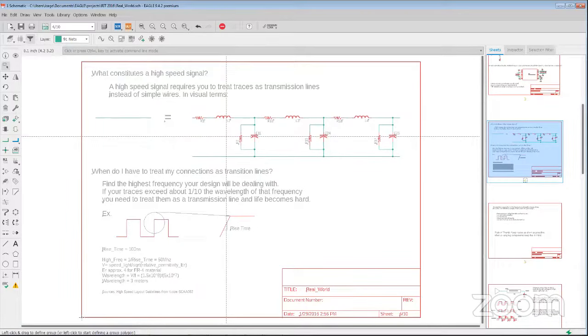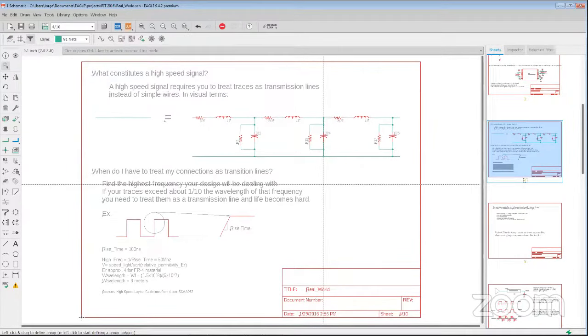So if we look here, we give an example. You need to figure out what's the highest frequency the design is going to be dealing with. If your traces are longer than about 1/10 the wavelength of that frequency, then you need to start worrying. Then you need to start looking at whether you need to model your interconnects as transmission lines.